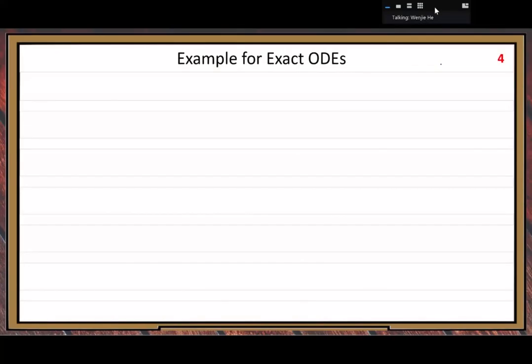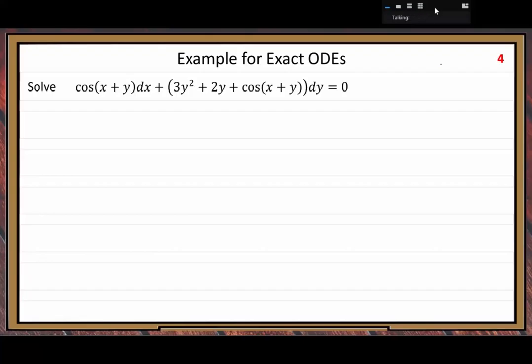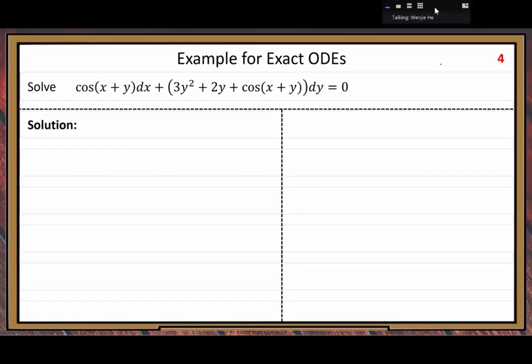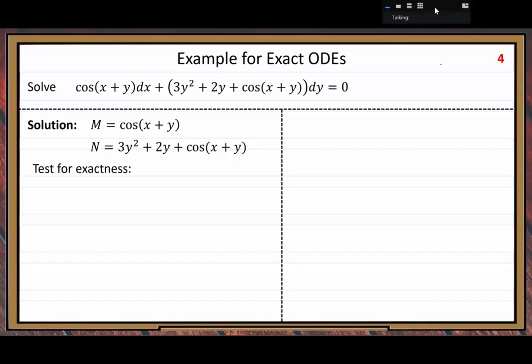Now let's move to an example for exact ODEs. Solve this ODE in differential form. This one is exact, but we need to verify it first. So first, let's check the exact condition. M function, capital N function. Now let's take partial derivatives. This is the criterion, so we verify.